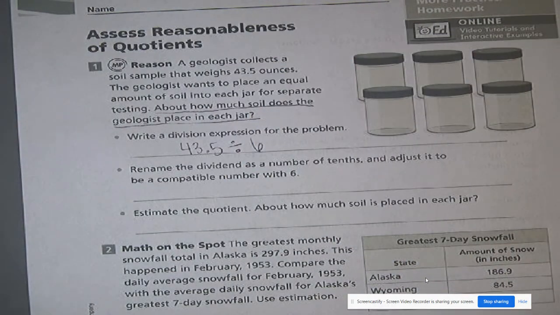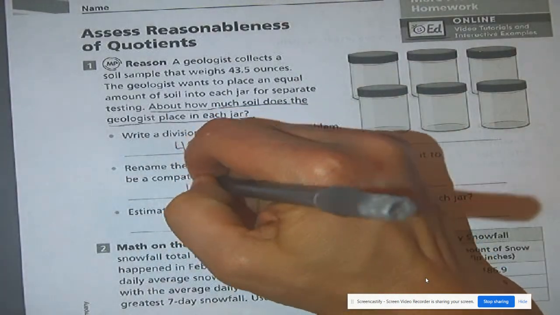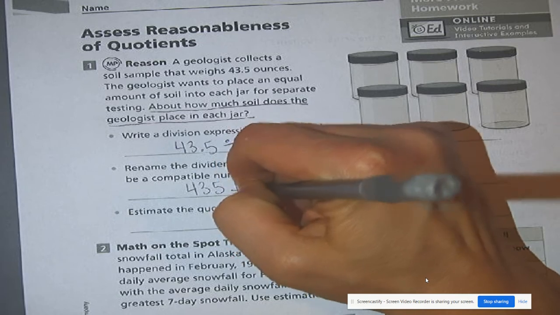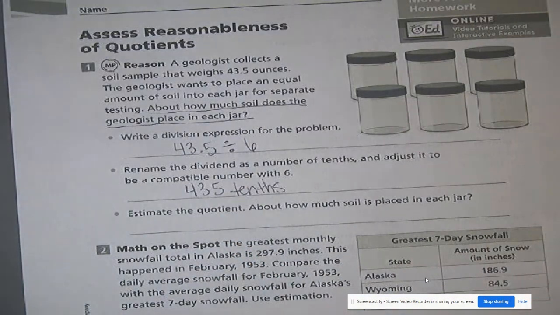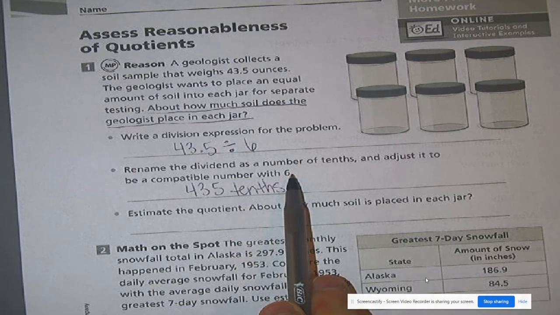All right. So it says rename the dividend as a number of tenths. We're just taking this number and renaming it as tenths. So we're going to make it 435 tenths. Then it says, and adjust it to be a compatible number with 6.